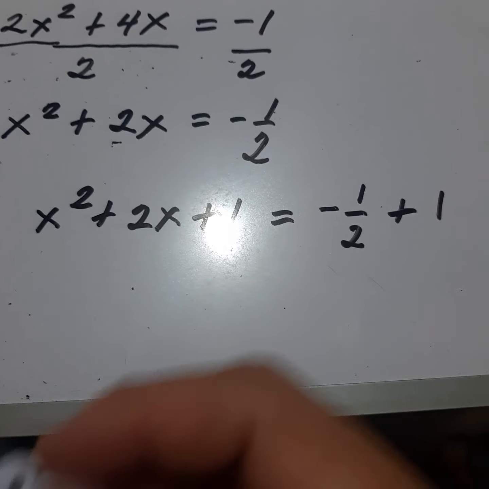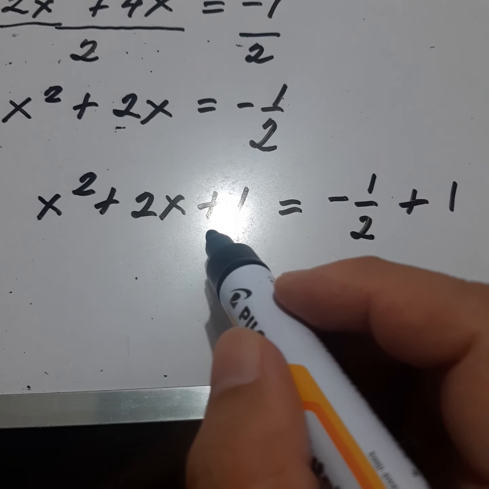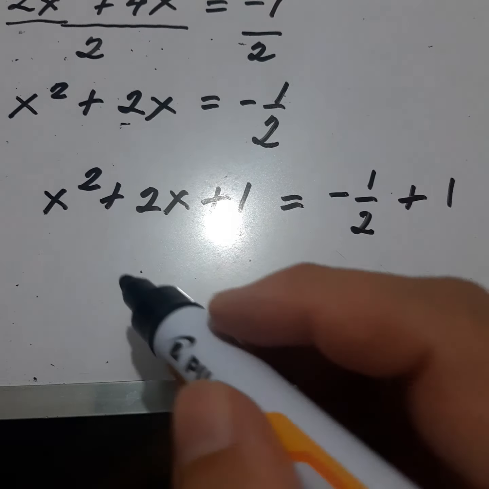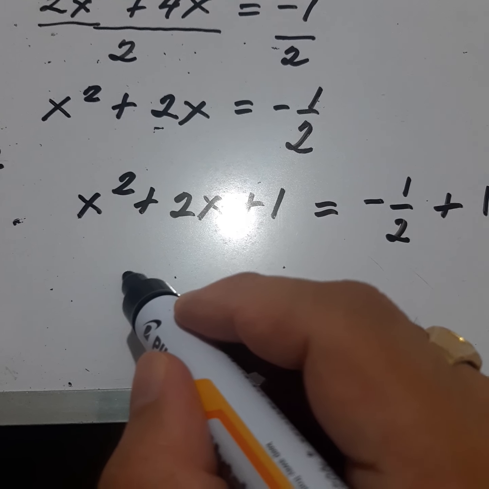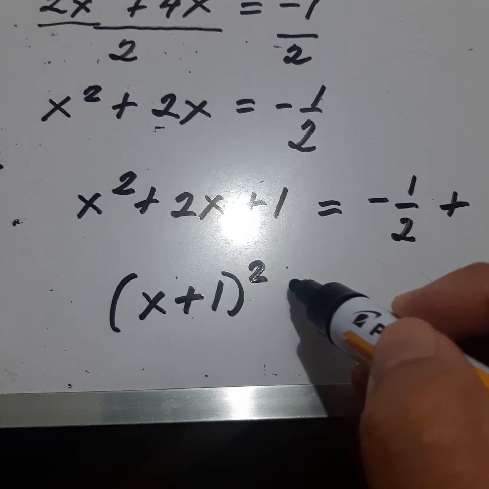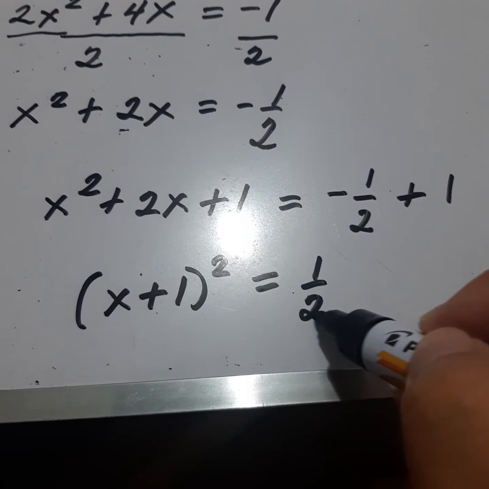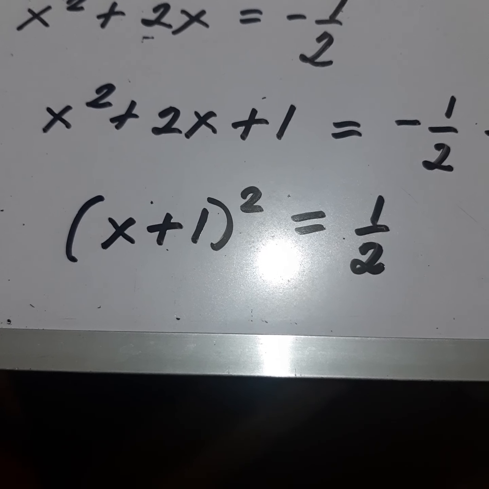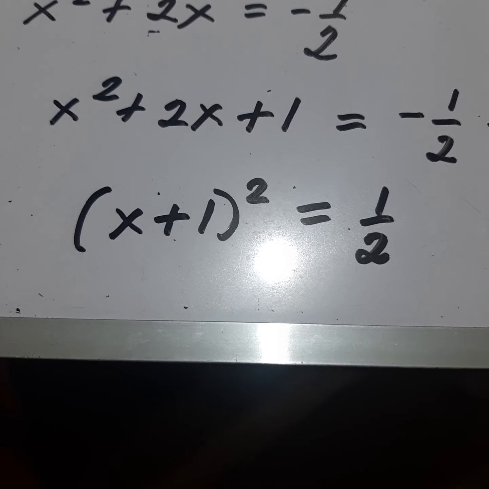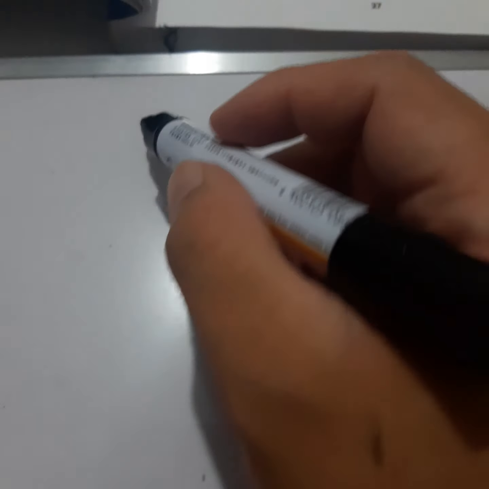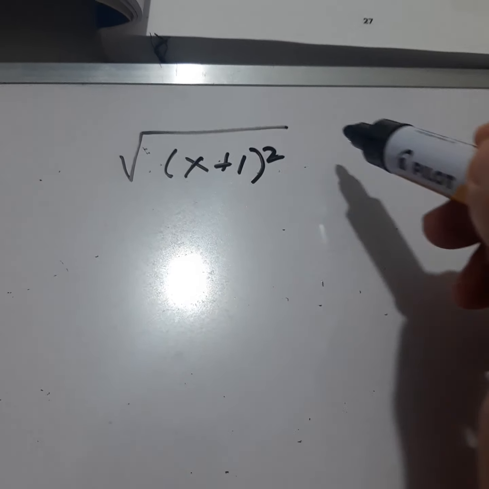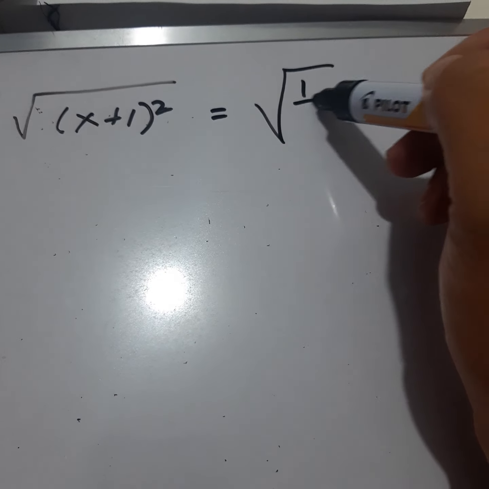So, pag ganito na yung solution nyo, ang gagawin natin, we're going to factor the left side of the equation and then we're going to perform the operation indicated on the right side of the equation. So, i-factor natin to. So, this will become x plus 1 squared and this is equivalent to 1 half. So, pag ganito na yung equation ninyo, ang next thing to do is to apply the square root principle. So, magiging ano na siya ngayon? Square root of x plus 1 squared equals square root of 1 half.